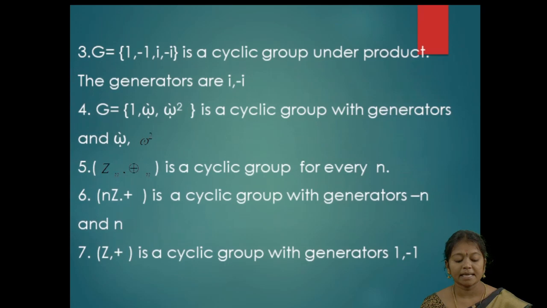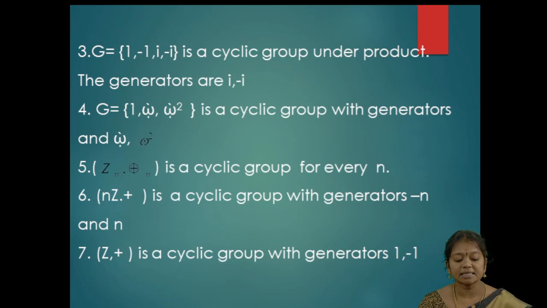Next example, Zn, the additive group of n, is also a cyclic group for every n. Zn is the set of integers, that is Z5 means the elements of this group are 0, 1, 2, 3, 4. This is also a cyclic group, that is 0 plus 1, 1 is one of the elements. Then 2 plus 1, 3, 3 is also one of the elements. Likewise, we can derive all the elements of this particular group.